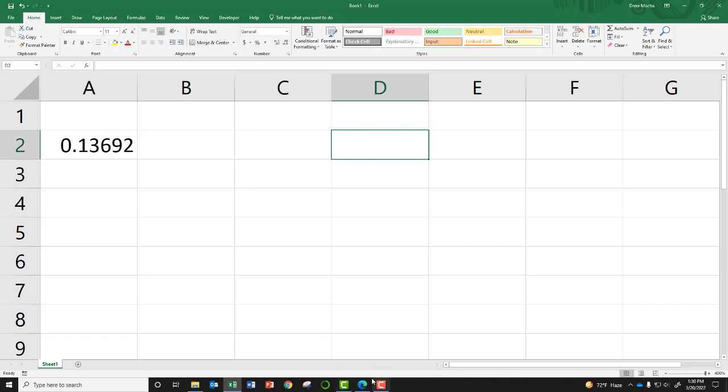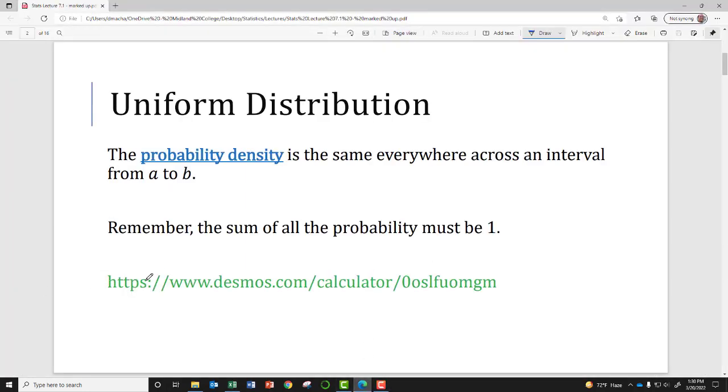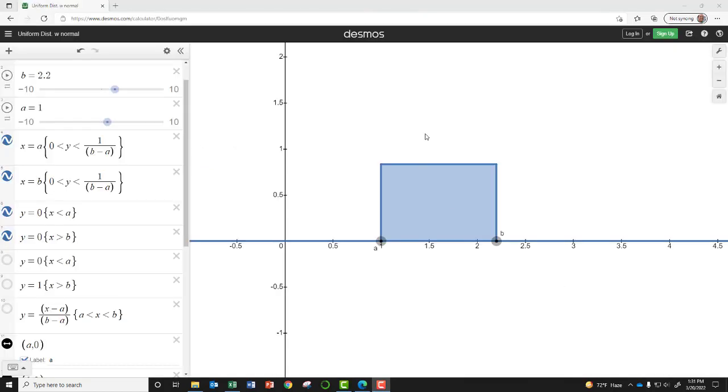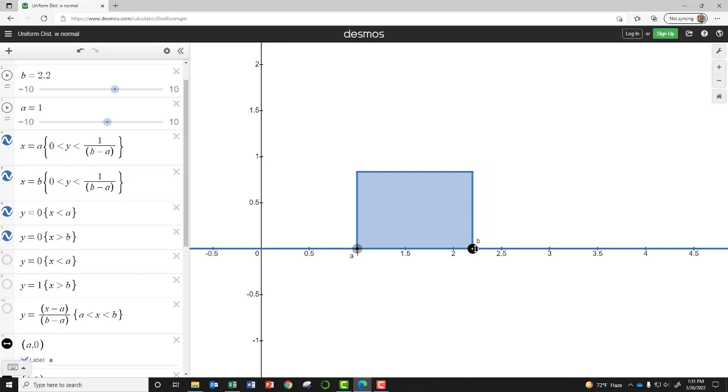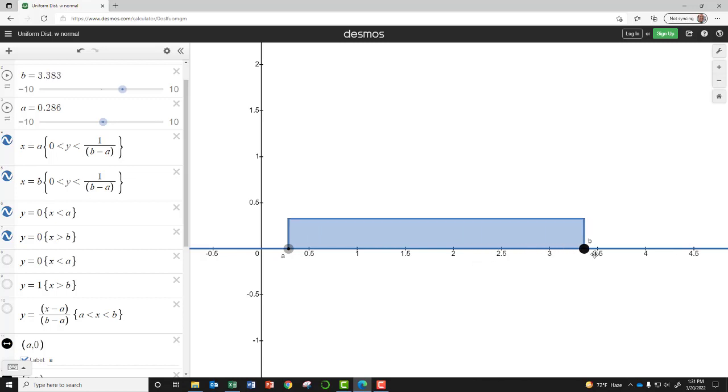I also put a nice visual together for us to look at. If we follow this link to desmos.com, this little rectangle in blue represents a uniform distribution. The lower bound I'm calling A, the upper bound I'm calling B, and A and B are just points along my space of possibilities. For the example with Microsoft Excel, I said I was going to generate a random number between 0 and 1, meaning my lower bound is 0, my upper bound is 1.